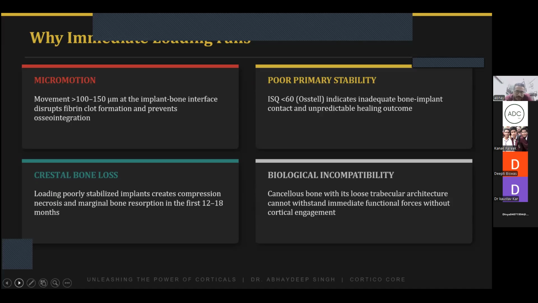Now, poor primary stability means that it is not beyond the ISQ value of 60. Crestal bone loss would happen because of the micromotion at the abutment-implant interface. Biological incompatibility is that the cancellous bone, with its loose trabecular architecture, cannot withstand immediate functional forces. If there is cortical engagement, you can load that implant almost immediately. The only particular over here is the cortical engagement.